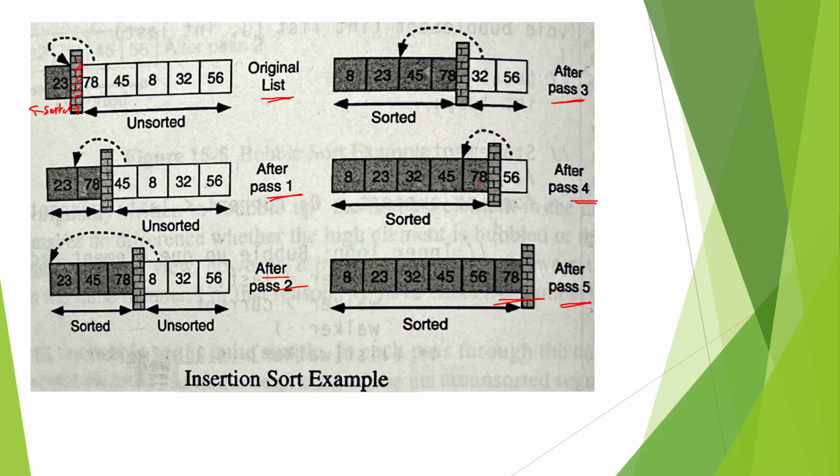As we can see, we have a total of 6 items in the list, N is equal to 6. So after how many passes will we get the sorted list? At most n minus 1 passes, that is, after at most 5 passes. In 5 passes we got a sorted list, as you can see here. So this is how we perform the insertion sort algorithm, the insertion sort example. Hope it is clear.